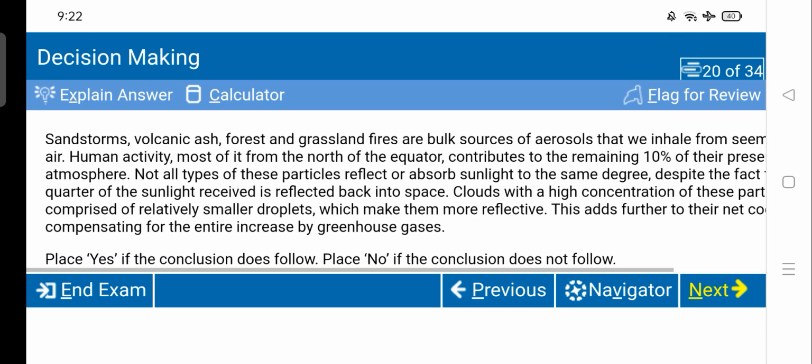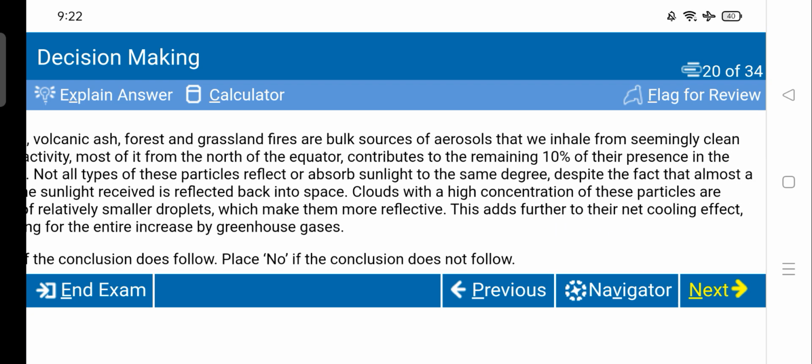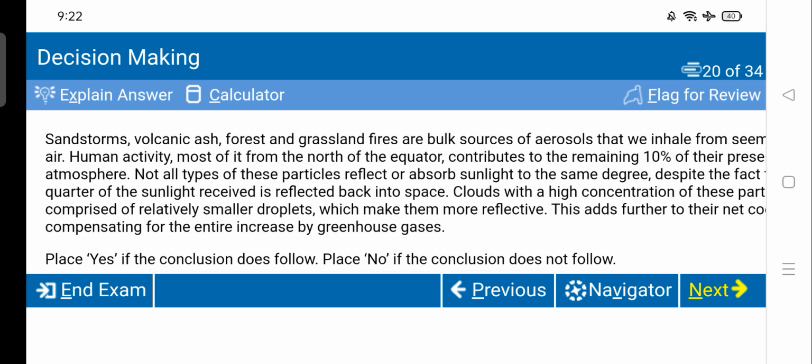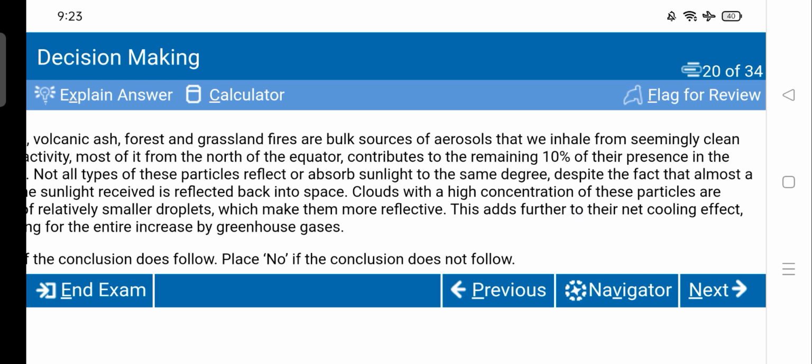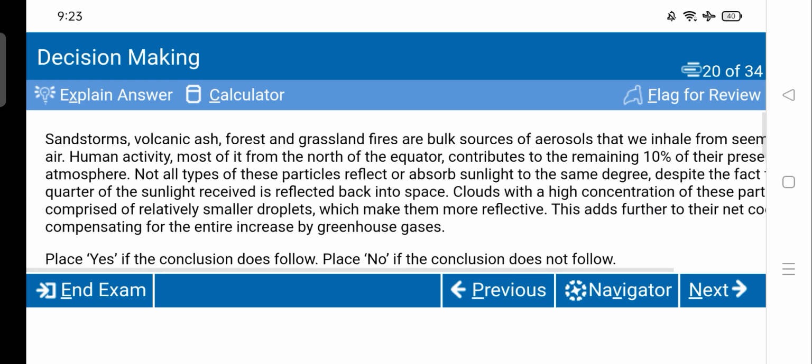Next we have sandstorms, volcanic ash, forest and grassland fires are bulk sources of aerosols that we inhale from seemingly clean air. Human activity, most of it from the north of the equator, contributes to the remaining 10% of the presence in the atmosphere.